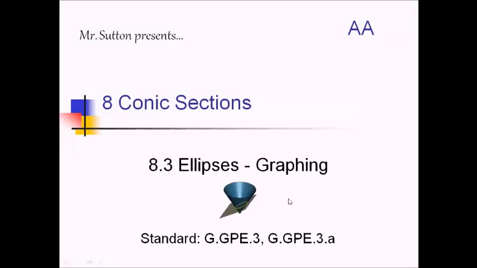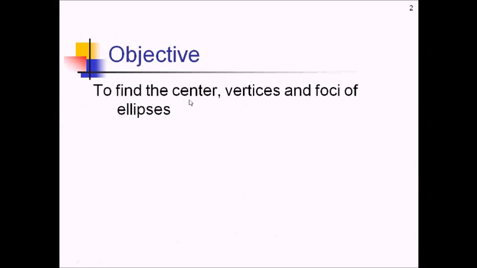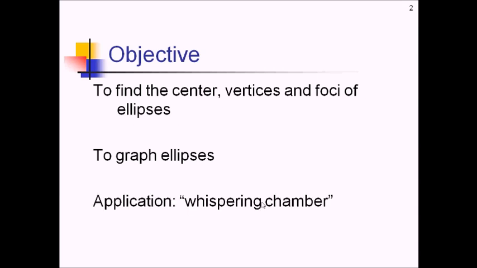Hi there, Mr. Sutton with the first of 2 lessons on ellipses. In this one, we're going to figure out how to find the center, vertices, and foci of an ellipse, and to use that information to graph it. For the real-life application, whispering chambers are a great example of an ellipse in action.